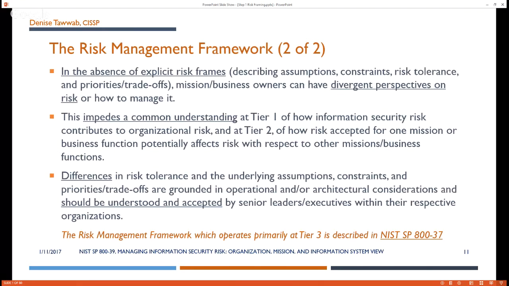In the absence of explicit risk frames that describe your assumptions, constraints, risk tolerance, priorities, and trade-offs, what can happen is different managers and business owners, different parts of the organization, can have very different perspectives on risk and on how to manage it. And what this does is it impedes a common understanding at the highest level, at tier one, of how information security risk contributes to the organizational risk. And at tier two, the business layer, of how risk accepted for one mission or business function can affect risk with respect to other lines of business or other missions and business functions. Differences in risk tolerance and the underlying assumptions, constraints, priorities, and trade-offs are grounded in operational or architectural considerations, and this must be understood and accepted by senior leaders and executives within the respective organizations, that you have to find common ground.